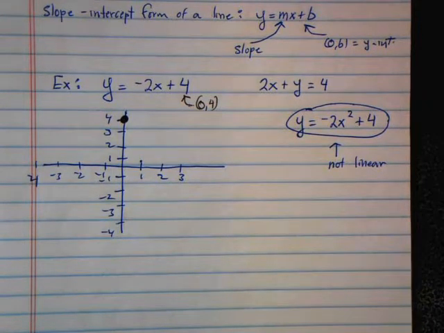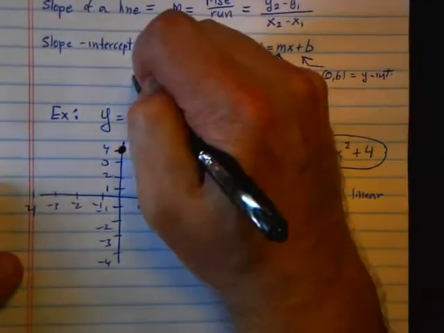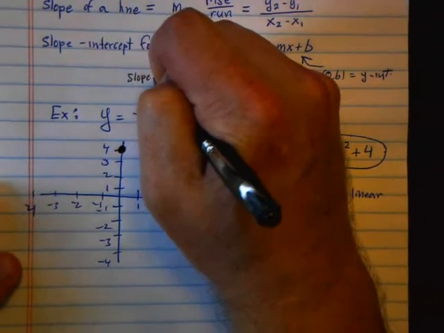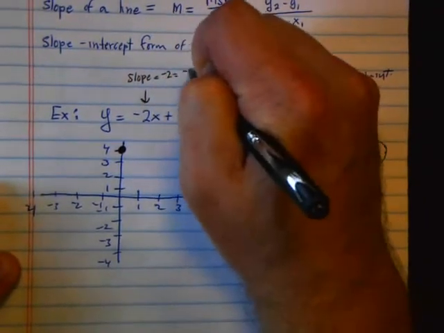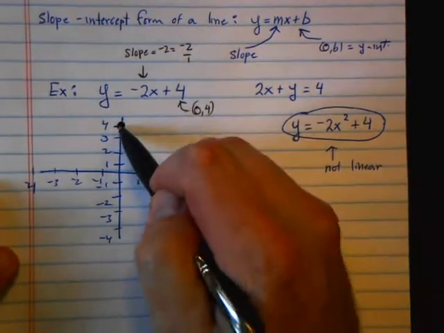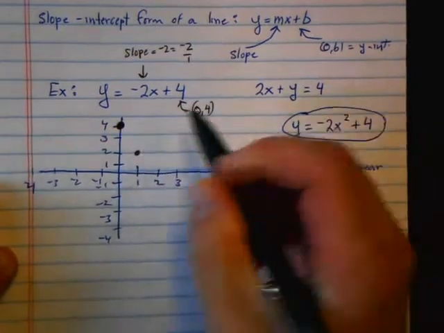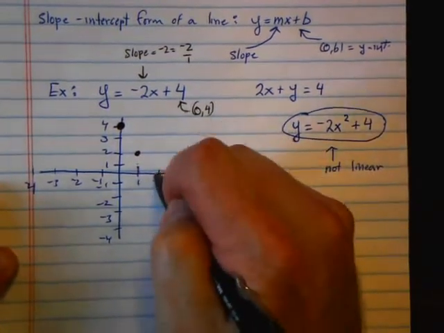Go down 2 and then over 1. I go down 2 and over 1. And how do I know to go down 2 and over 1? Because that's my slope. My slope here is negative 2. And I like to think of it as negative 2 over 1, which tells me from here, the negative 2 tells me go down 2, and the 1 tells me go to the right 1. So I go down 2 over 1.